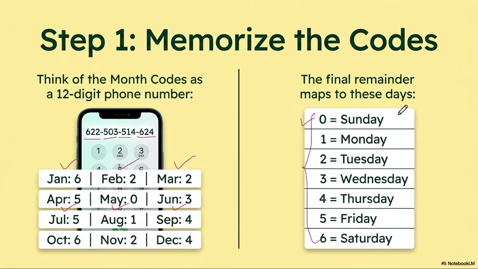If your remainder is 0, the answer is Sunday. If your remainder is 1, then the answer is Monday. If your remainder is 2, then the answer is Tuesday. So let's apply this trick and see how it works.